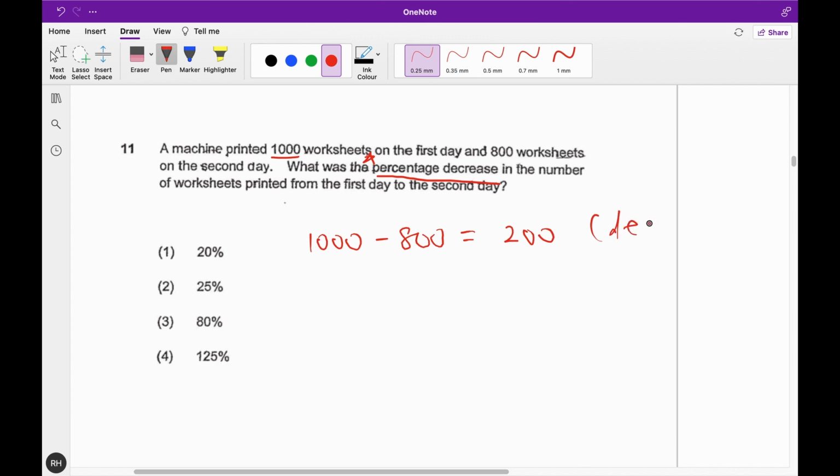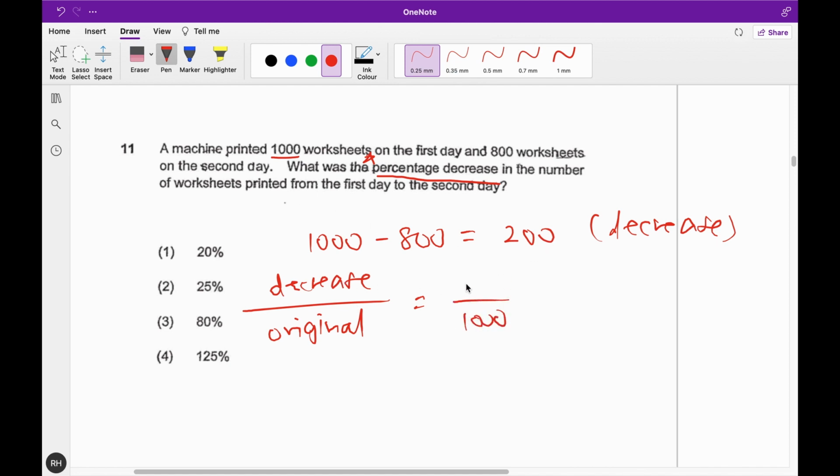Okay, so it decreased by 200. Okay, so we want to put the decreased amount. Okay, so how much was decreased of the original number? Okay, so original number will be 1,000. And then decreased by how much? Decreased by 200. Okay, so 200 out of 1,000. Okay, we change it to 100. So that would be a 20% decrease from the first day to the second day. Option will be option 1.